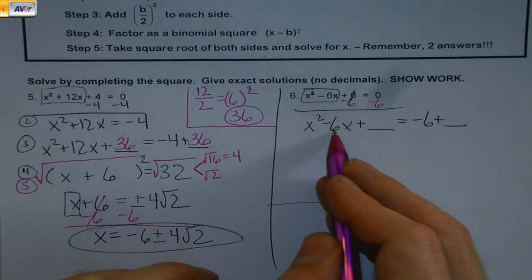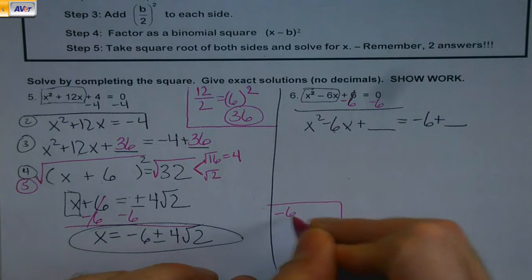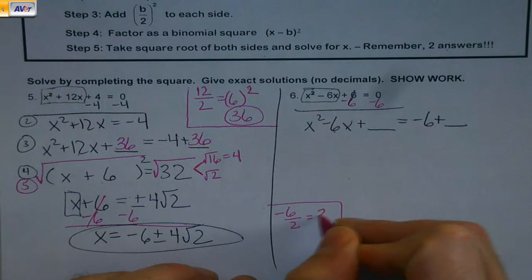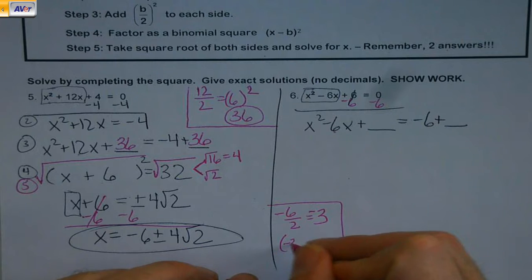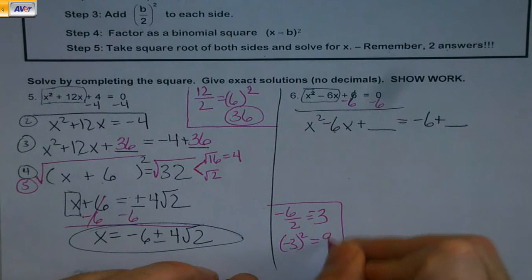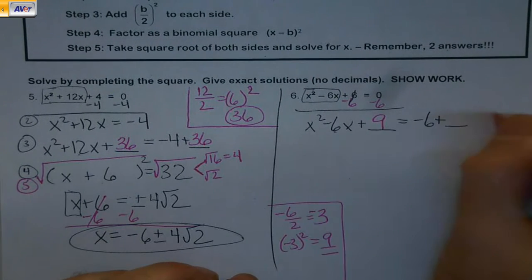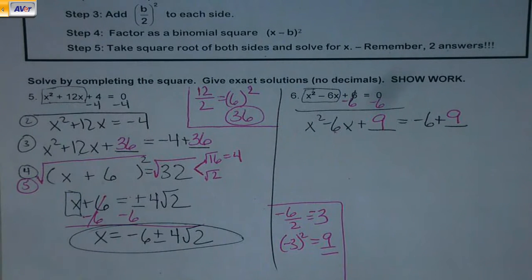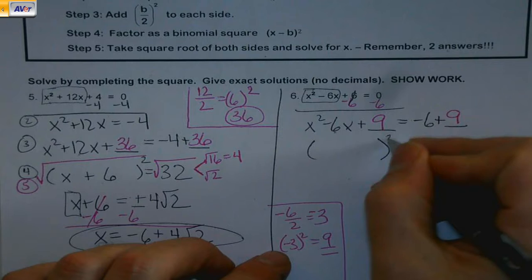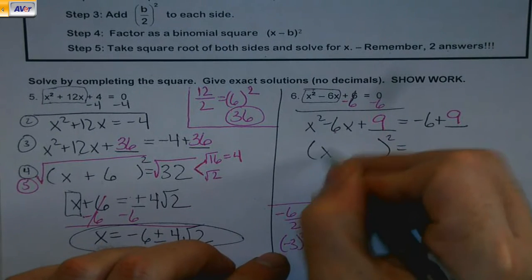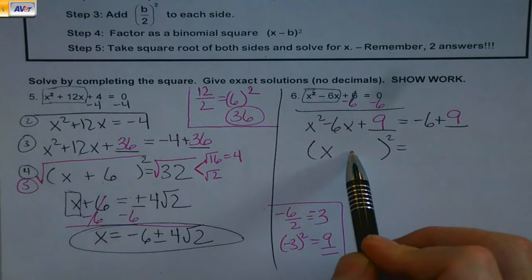So once again, whatever number's in front of x, we're going to divide it by 2. Make sure we don't lose our sign. We're going to square it. And that's the number that's going in the blanks on both sides. So once I've got that set, x, what number is going to go in here with my x in the parentheses?